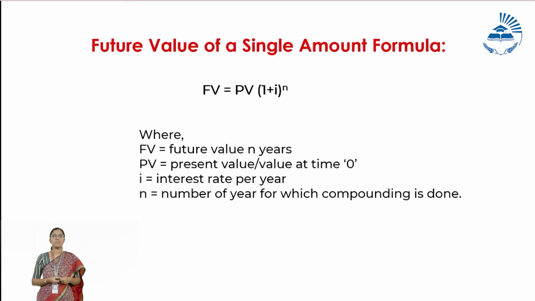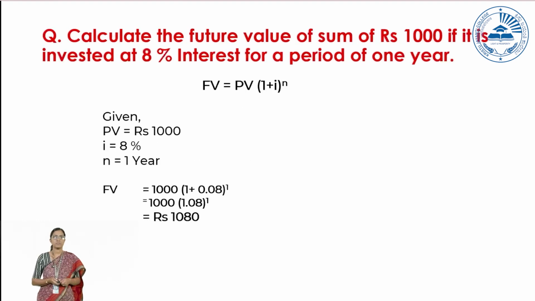N is the number of years for which compounding is done. It can be 5 years. According to the need, you will be calculating N. So we will move on to a small problem for calculating the compounding technique. Calculate the future value of a sum of rupees 1000 if it is invested at 8% interest for a period of 1 year. So this is a basic problem.